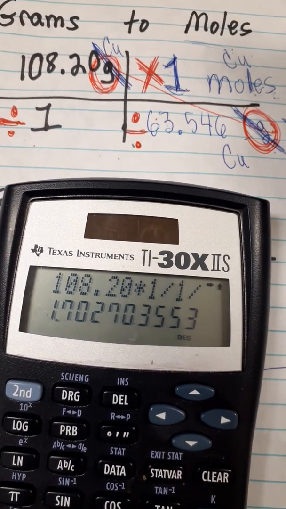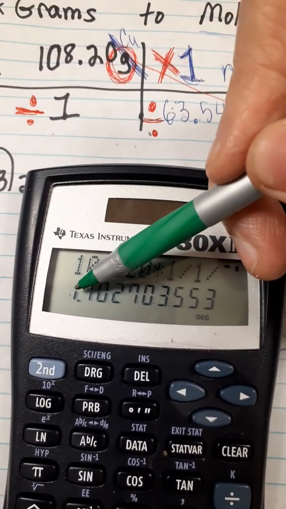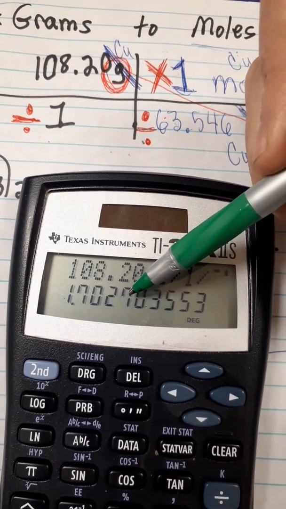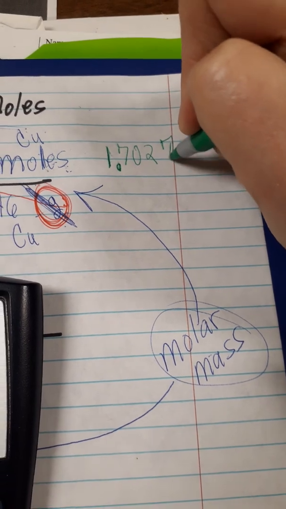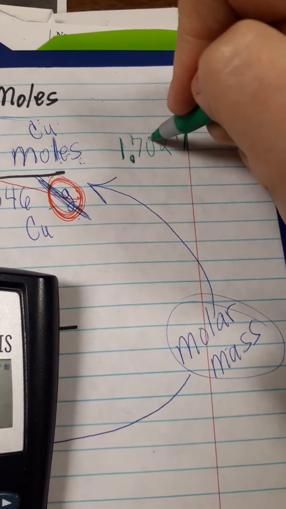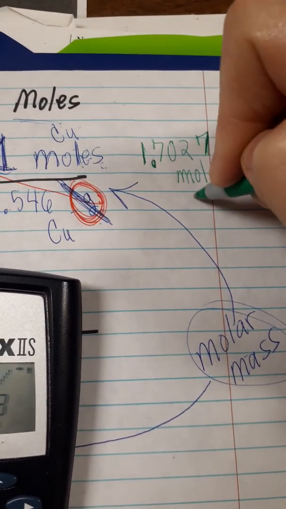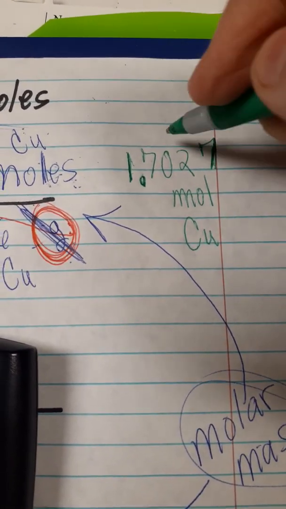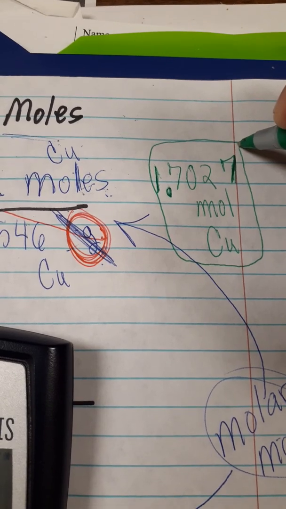I'm going to go ahead and put it on there. 1, 2, 3, 4. The 5th digit is a 7. And it was followed by a 0, so it gets to stay a 7. So 1.702 moles of copper. And the abbreviation for moles is mol. So there's the answer for the first example.